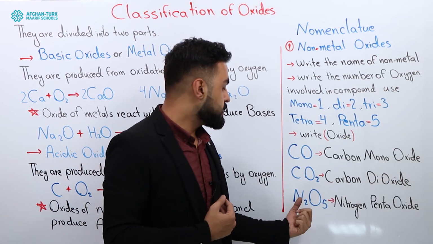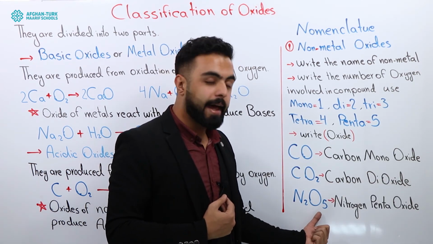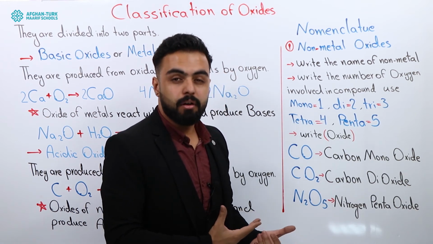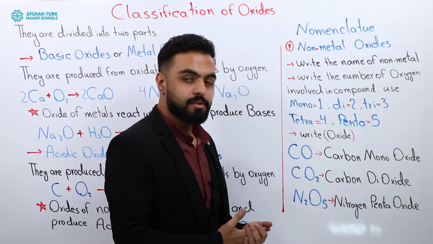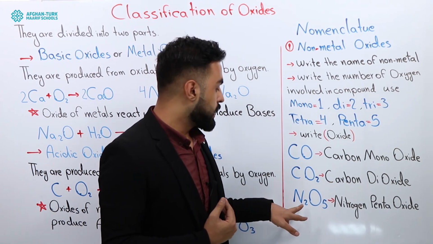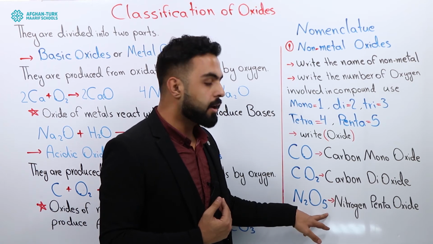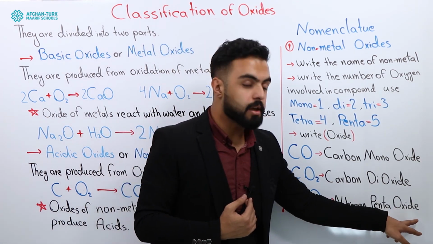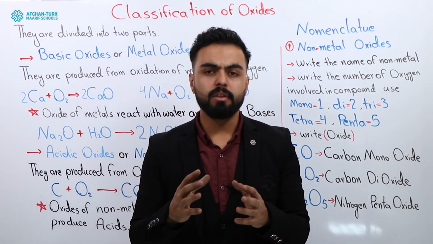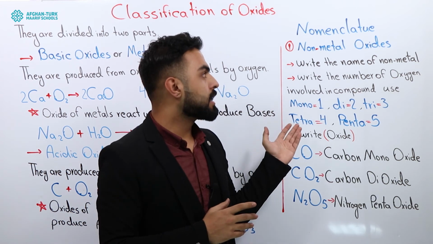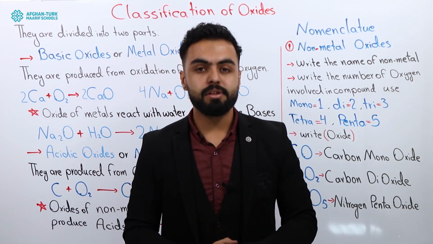And at the end, nitrogen and 5 oxygens. We don't care about the number of the nitrogens. That's not important, so be careful. Do not write the number of nitrogens. Nitrogen, how many oxygens? 5. Penta, and at the end, oxide. So that was all about the types of oxide and nomenclature of the non-metal oxide.